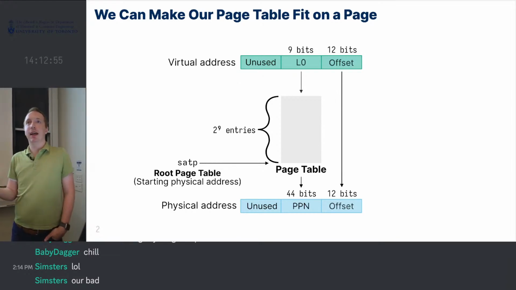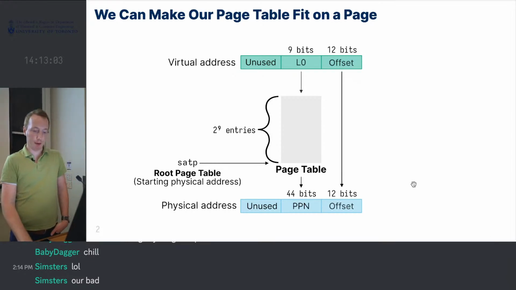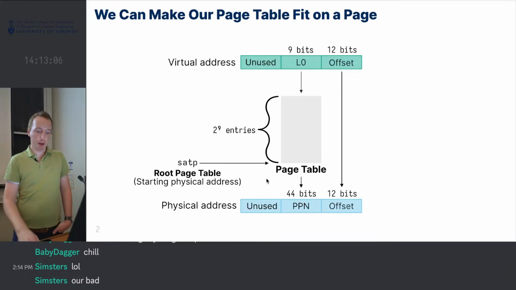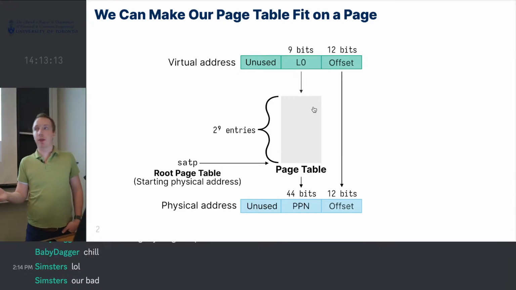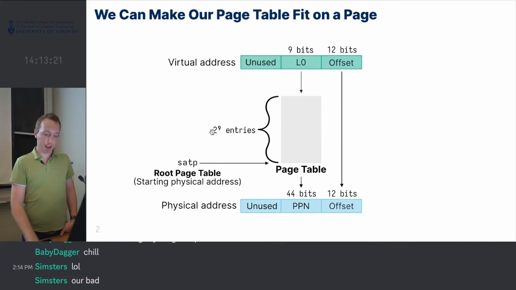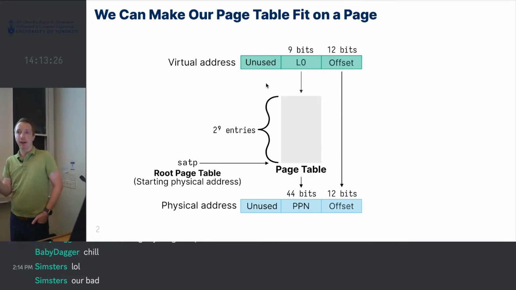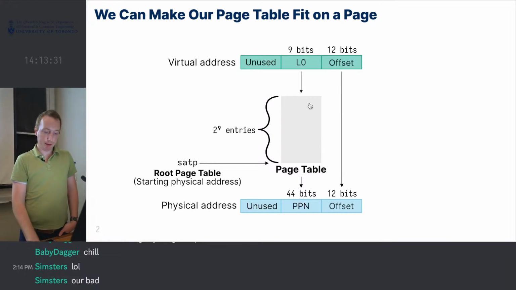So if we only had a page for a page table and we try and make it fit on a page, well, we can do some math and work backwards. Our pages are 2 to the 12, so that would be the entire size of this page table. And if our entry size is 8 bytes, which is 2 to the 3, then I can fit 2 to the 12 divided by 2 to the 3 entries in this page table, which would be 2 to the 9. So I would need 9 bits for my index, and then that's it. So now my page table is only 4 kilobytes here.